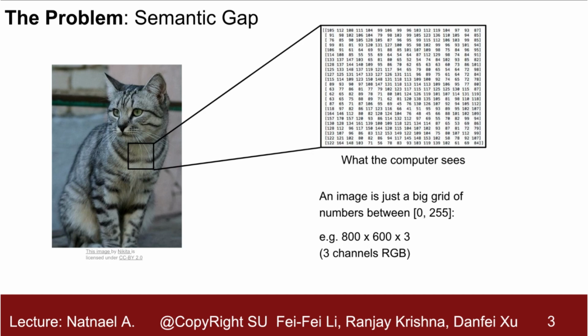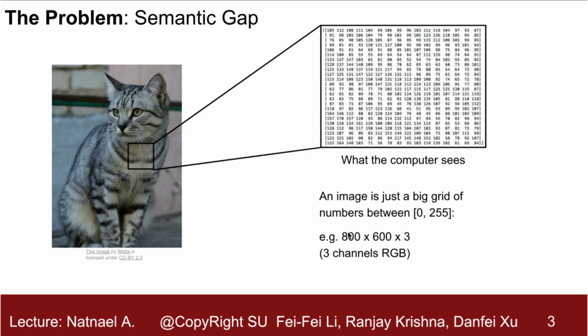The first problem here is the semantic gap. By semantic gap, we mean the difference between how we perceive real-world entities and how the computer perceives them. For instance, as we already discussed in the previous module, the computer perceives a 2D image as a matrix, right? So an image is just a big grid of numbers, and for an RGB image with 3 channels, it's a grid of numbers between 0 and 255, describing the pixel intensities for each pixel.